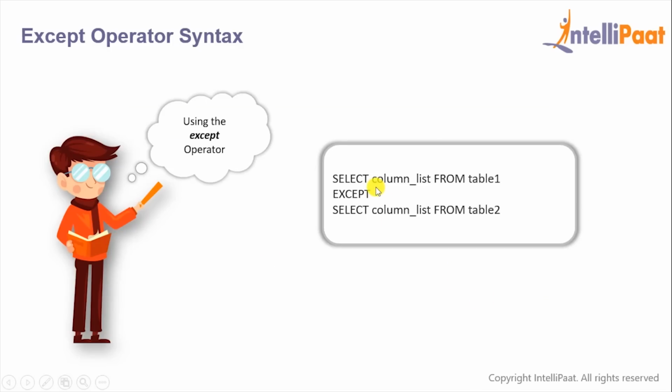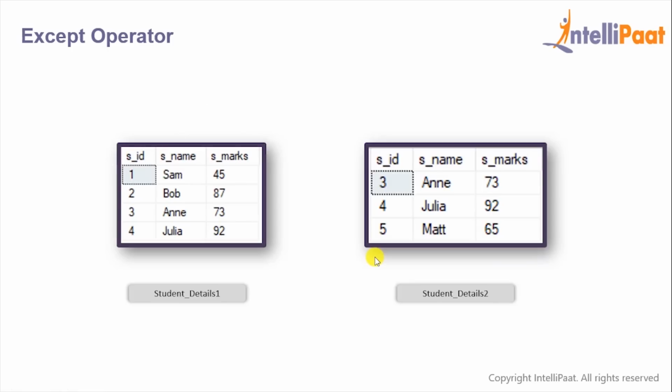And this is the syntax of the except operator. We'll give the first select statement. After that, we'll give the except operator. Following which, we'll give the second select statement. Now you also need to keep in mind that the number and order of columns must be same in both the select queries. And we'll be implementing the except operator on these two tables.